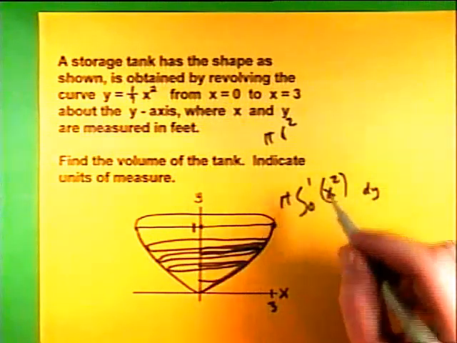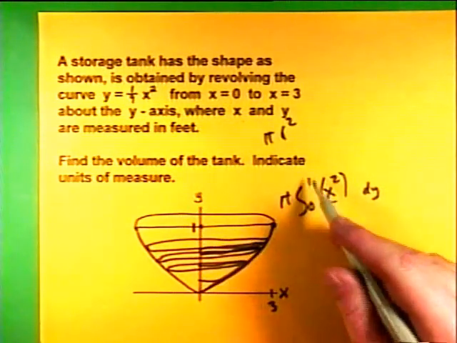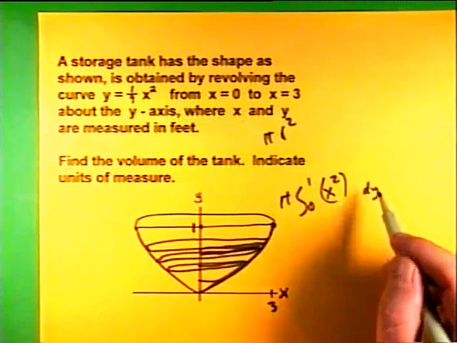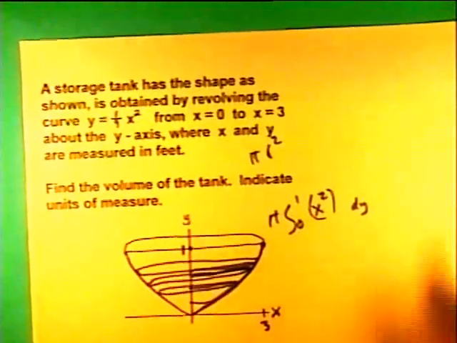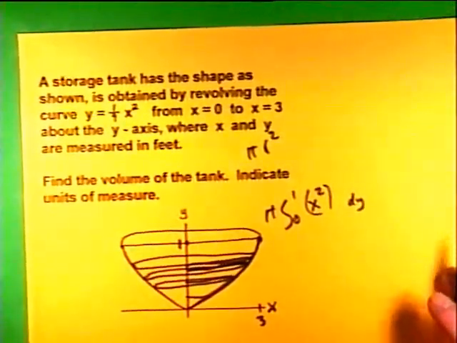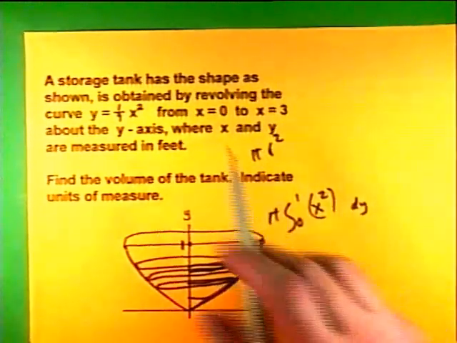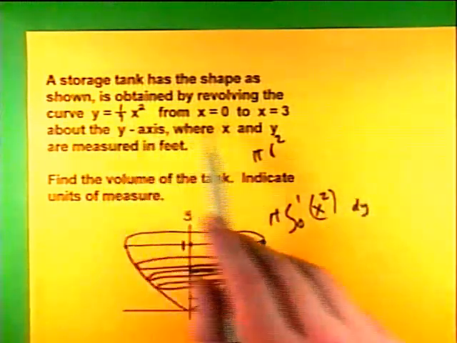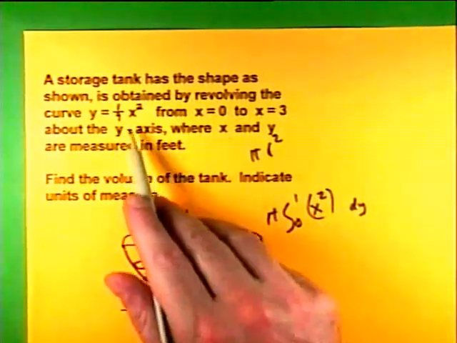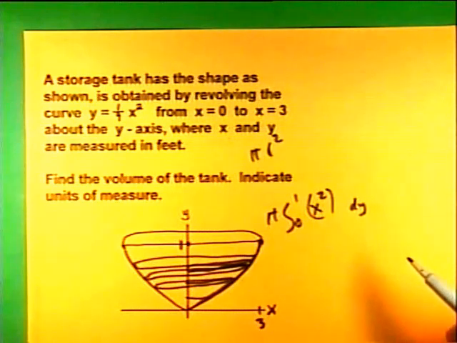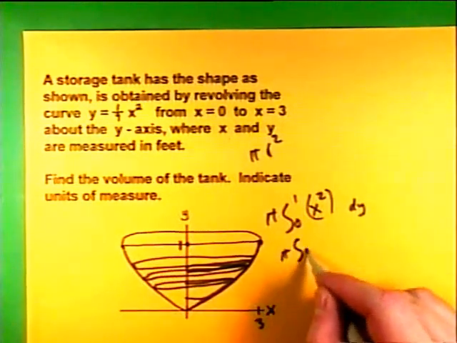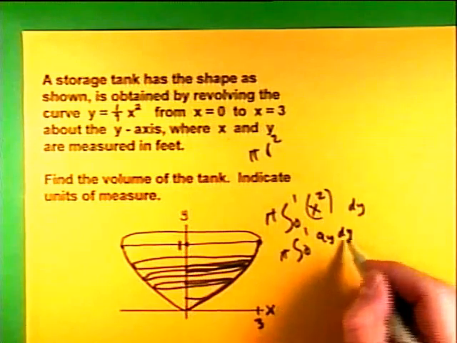Now here's the only problem. When you rotate about the y-axis, use y points and you use dy, you have to have it in terms of y. Right? So you're going to take your x and put it into y. I have to rearrange the equation. We want to know what x squared is. If y is 1/9 x squared, what's x squared? 9y. Excellent. So it's the integral from 0 to 1 of 9y dy, and that's the answer.